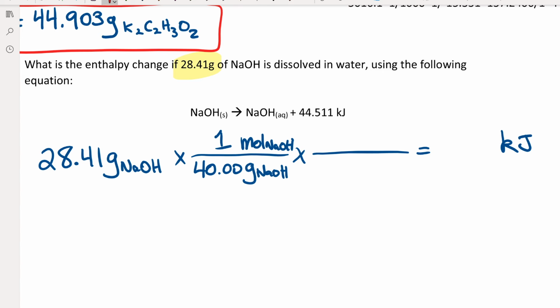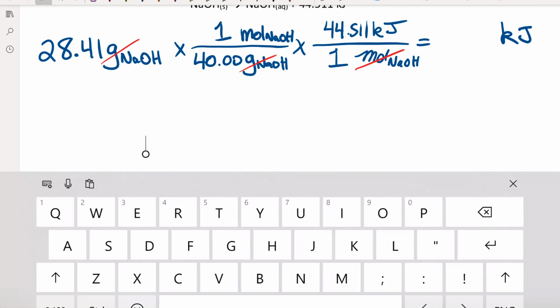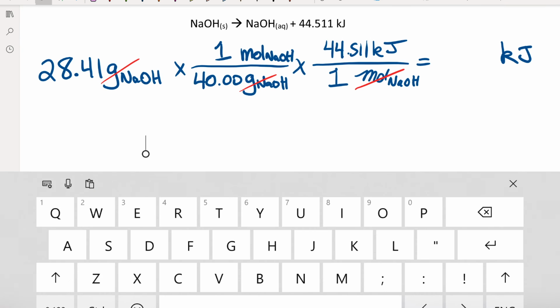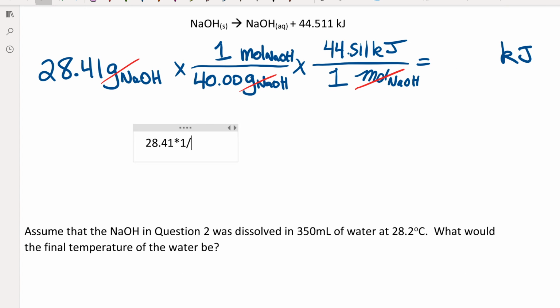All right, so grams will cancel with grams. And then I don't want to talk about moles of sodium hydroxide. I want to talk about kilojoules of energy. And luckily, looking at this, we know that 1 mole should release 44.511 kilojoules of energy. And so now we can just do this calculation. 28.41 times 1 divided by 40.00 times 44.511 divided by 1.